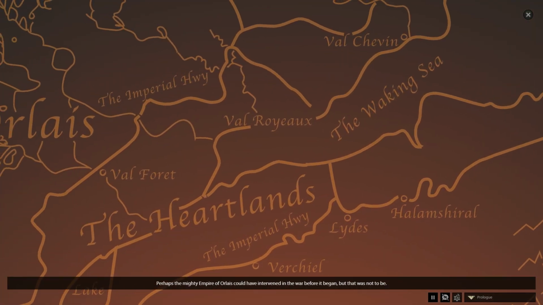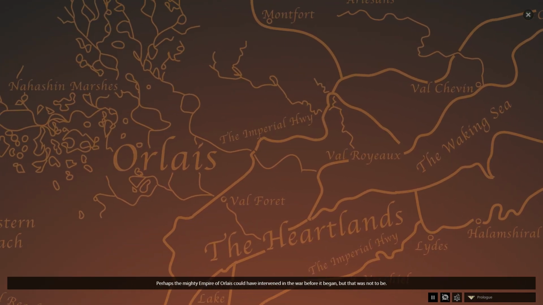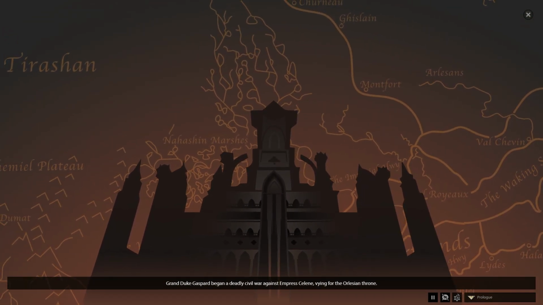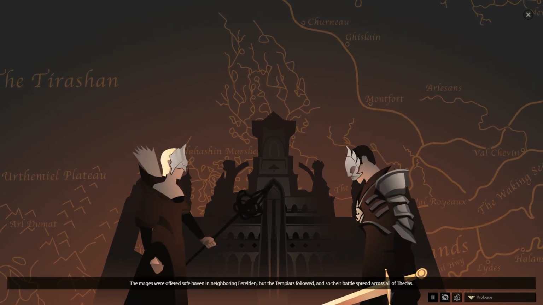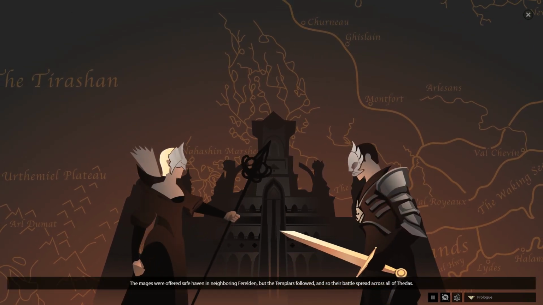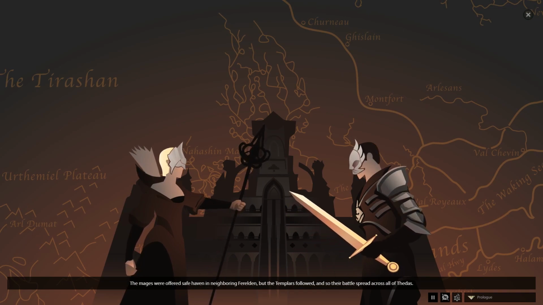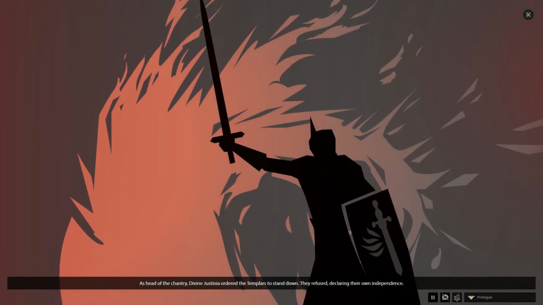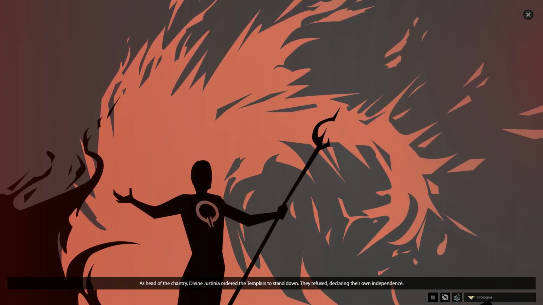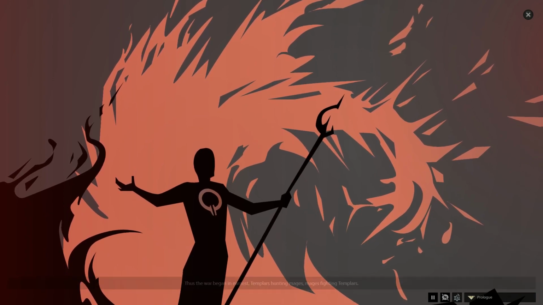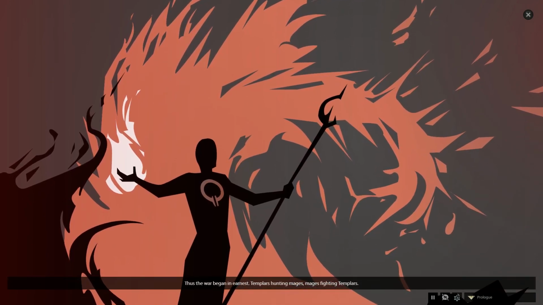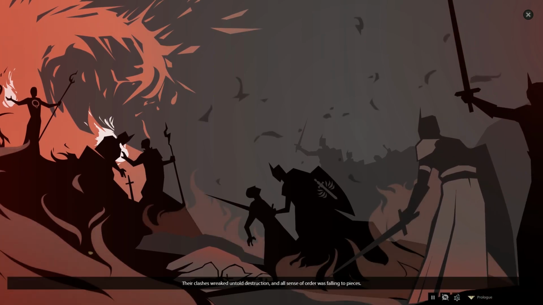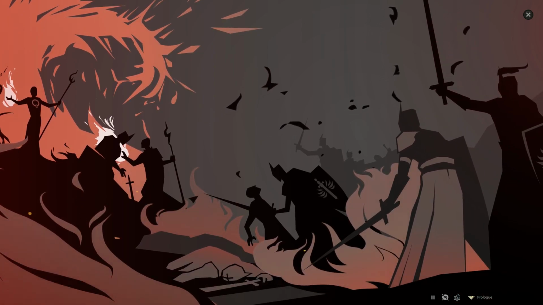Perhaps the mighty Empire of Orlais could have intervened in the war before it began, but that was not to be. Grand Duke Espard began a deadly civil war against Empress Celine, vying for the Orlesian throne. The mages were offered safe haven in neighboring Ferelden, but the Templars followed, and so their battle spread across all of Thedas. As head of the Chantry, Divine Justinia ordered the Templars to stand down. They refused, declaring their own independence. Thus, the war began in earnest. Templars hunting mages, mages fighting Templars. Their clashes wreaked untold destruction, and all sense of order was falling to pieces.